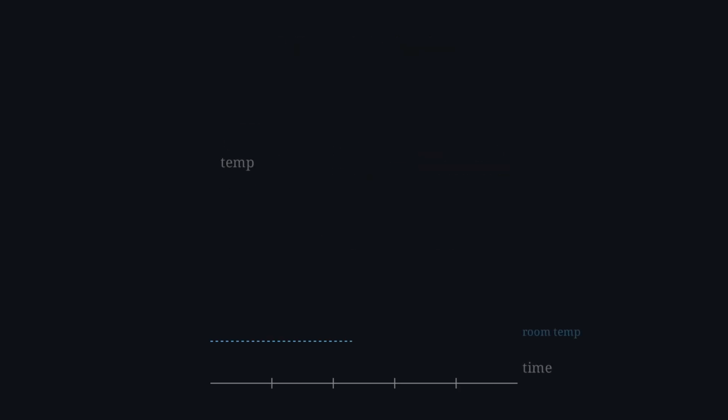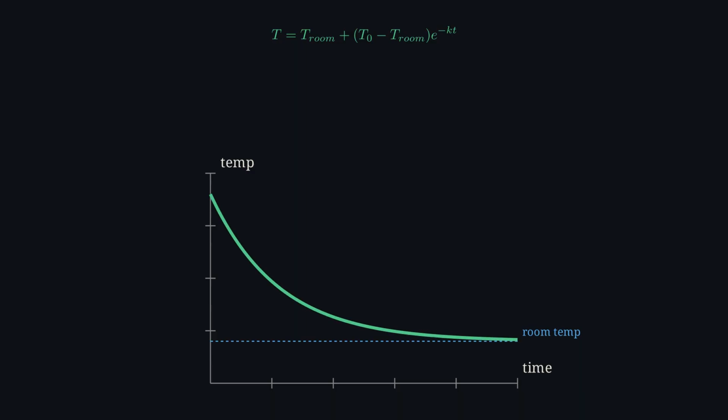Round the loop again. Solve it, and now you get a curve that dives fast at first, then eases off, gently leveling out right at room temperature. Check it, and this time the curve lands on the data. Newton's law of cooling. The loop closed.